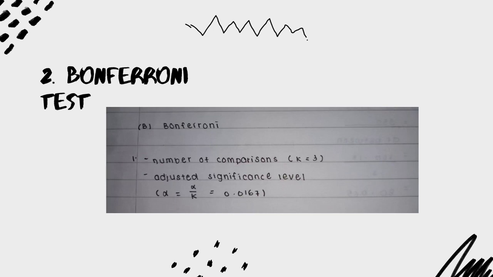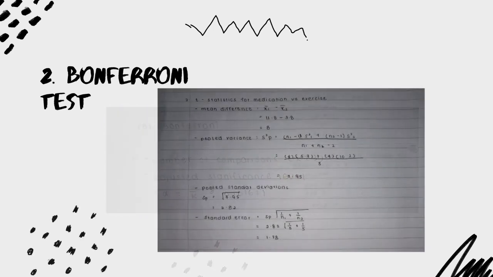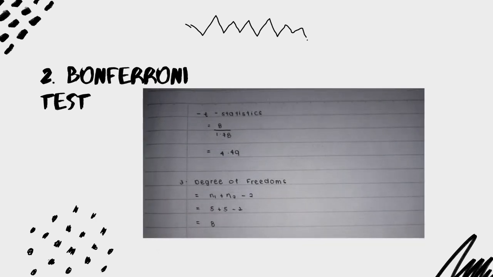Then we continue with the Bonferroni test. First of all, we need to find the number of comparisons and the adjusted significance level. For the number of comparisons, the value is 3 and the adjusted significance level is 0.0167. Then we continue to calculate the mean difference for the data. For the means, we got a difference of 8.0, the pooled variance is 7.95 and the standard error is 1.78. Then we calculate the t-statistic. For the t-statistic, we use the mean difference divided by the standard error and the value is 4.49.